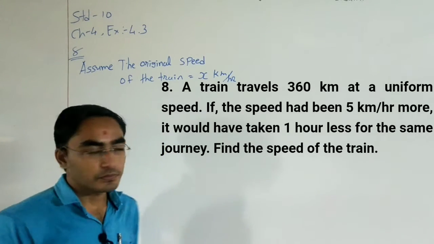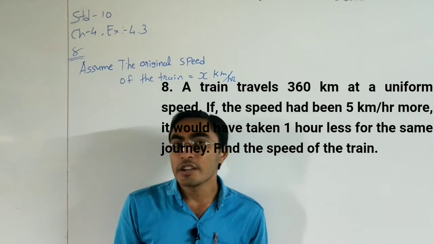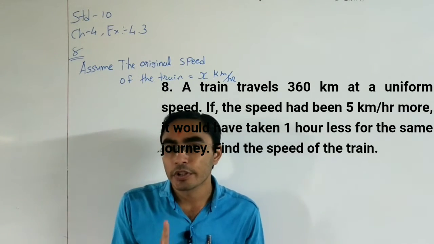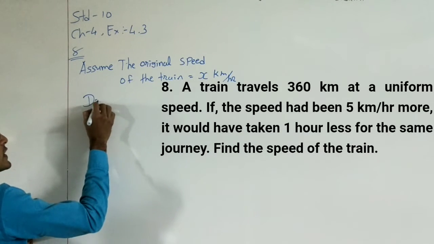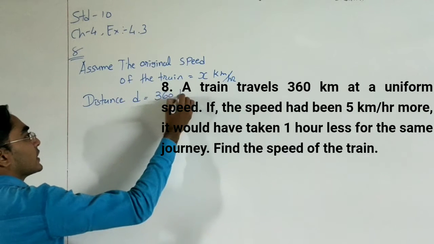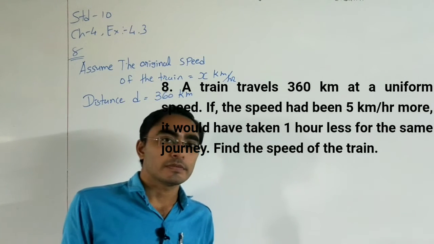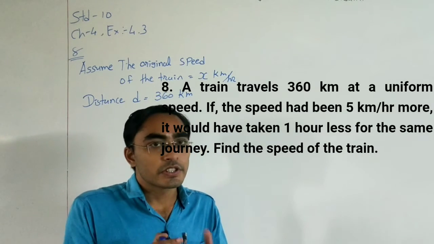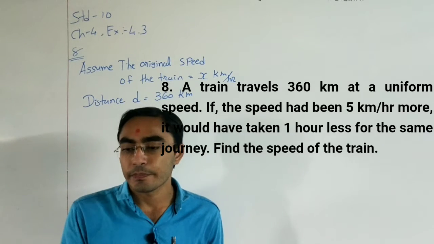Now what is the condition here? The train travels 360 kilometer. So distance d is equal to 360 kilometer. It is fixed in both the cases. The 360 kilometer distance is the same in both the cases.